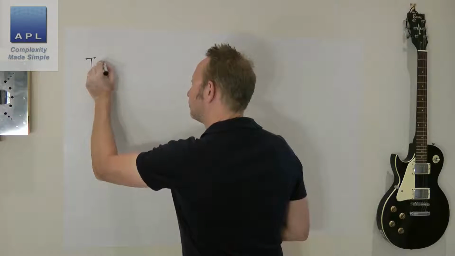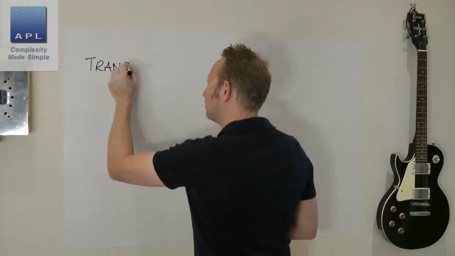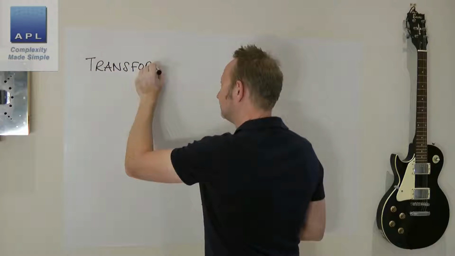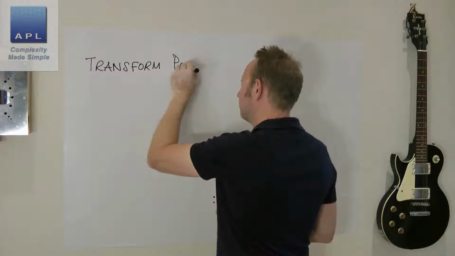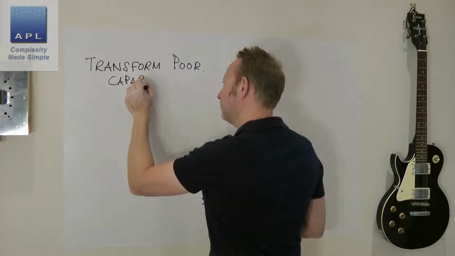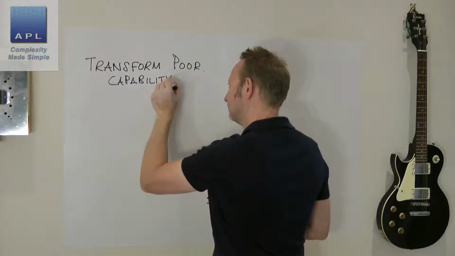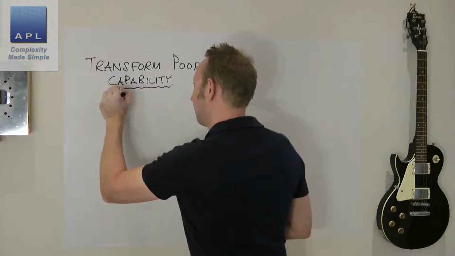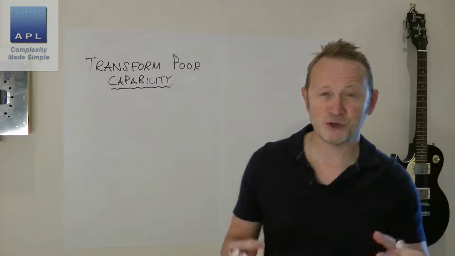So we are going to learn to transform poor capability, in particular your poor CPK.